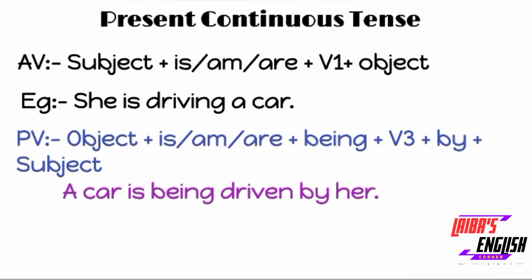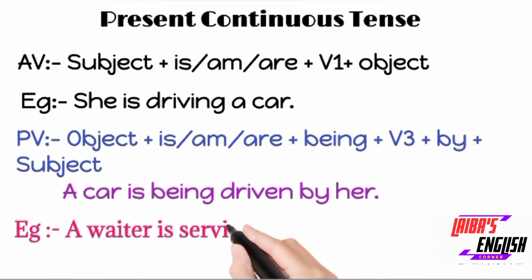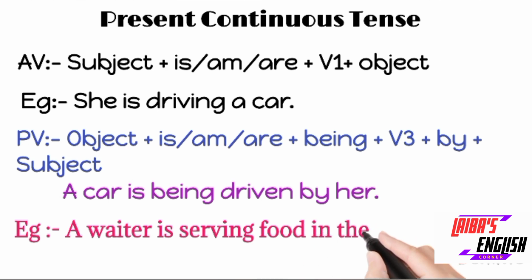So this is the proper correct sentence. In the simple present, we were just making the sentences, but in the continuous, we have to add being. Second example is, a waiter is serving food in the hotel. So a waiter is a subject, serving is a verb and food is an object. In the hotel is the extra information.